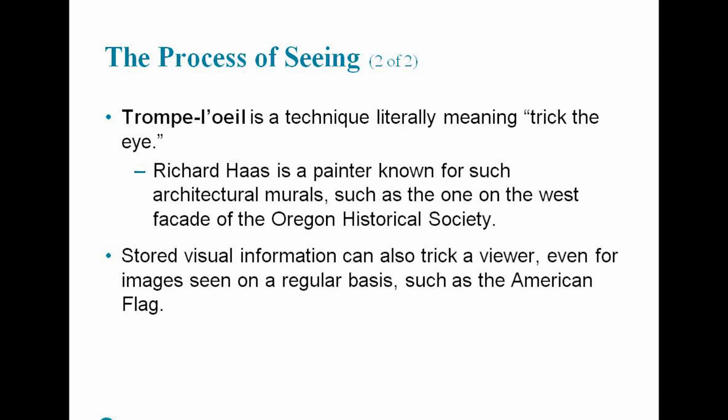Trompe-l'oeil. Richard is a painter known for such architectural murals, such as the one on the west facade of the Oregon Historical Society. Stored visual information can also trick a viewer, even for images seen on a regular basis, such as the American flag. So again, I gave you an example of someone who tried to trick us by putting a mane on a, I forgot what kind of dog that was, but they're large and they resemble larger animals.